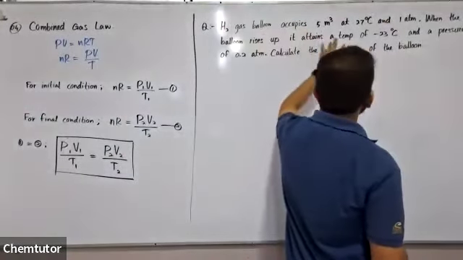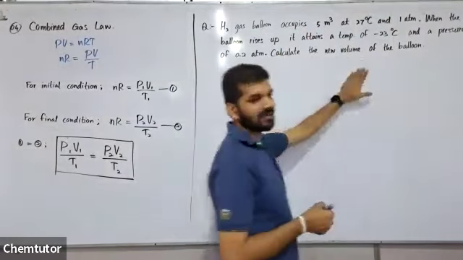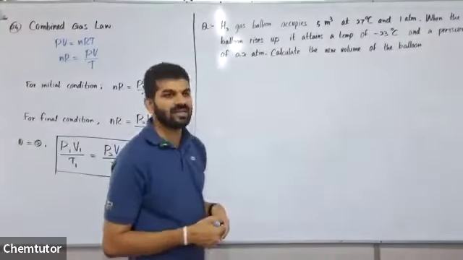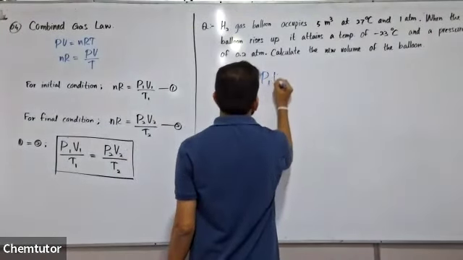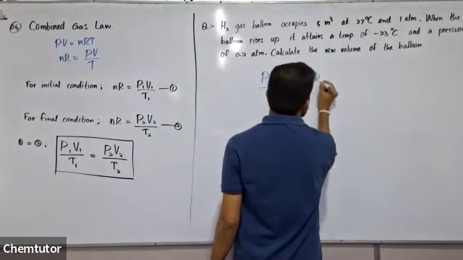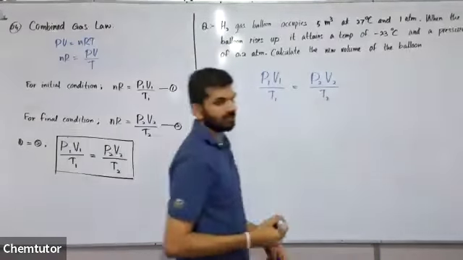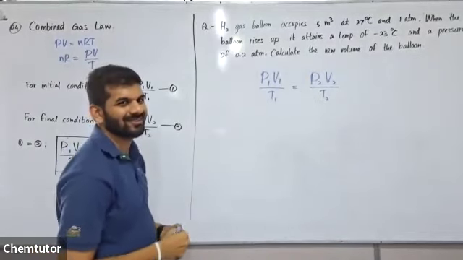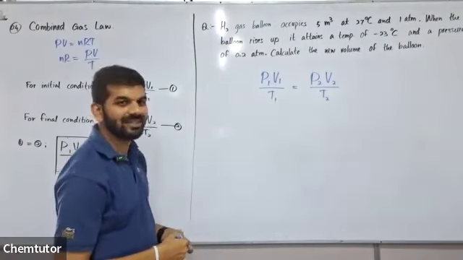Now for this one, the hydrogen gas balloon occupies 5 cubic meters at 27 degrees Celsius and 1 atm. When the balloon rises up, it attains a temperature of minus 23 and a pressure of 0.2 atm, and it will reach a new volume. So all these three, pressure, volume, and temperature, are changing. Therefore, P1 V1 over T1 equals P2 V2 over T2.